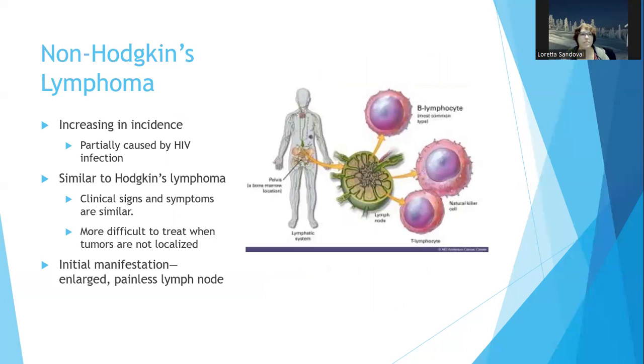Non-Hodgkin's lymphoma, there is increasing incidence, and it's partially caused by HIV infection. So if you've been infected by HIV, you have more of a chance of developing non-Hodgkin's lymphoma. It's similar in terms of clinical signs and symptoms to Hodgkin's lymphoma, but it's more difficult to treat because the tumors are not always well localized, like in an individual lymph node or a group of lymph nodes. The initial manifestation is an enlarged painless lymph node, just like with Hodgkin's lymphoma. With non-Hodgkin's lymphoma, though, it's usually multiple lymph nodes involved, and the Reed-Sternberg cell is not present.